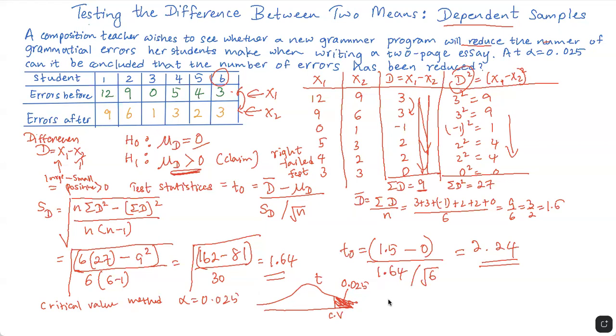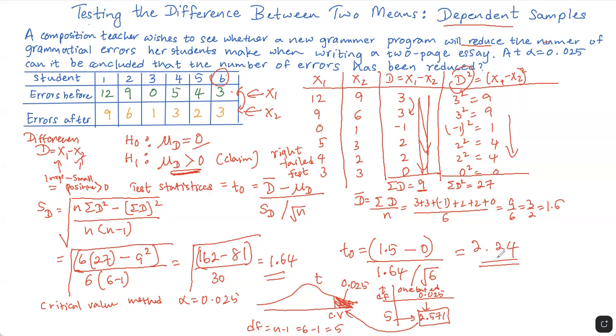To find that, you need to look at the T table, degrees of freedom. Here sample size is 6. So degrees of freedom is n minus 1, which is 6 minus 1, which is 5. Look at the degrees of freedom 5. And then look at one tail. One tail 0.025. And you will see a number in the table, which is 2.571. So this is the critical value. This critical value is 2.571.